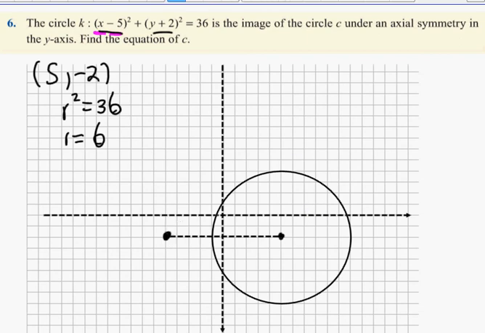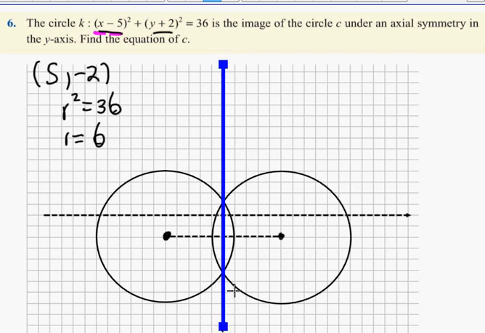And then all you have to do is draw a new circle, the same as the old one. It's of radius 6. Do you see the way that's the reflection of the other one? It's like this y-axis is a mirror. Now remember, if it was in the x-axis, it would appear up here, wouldn't it?